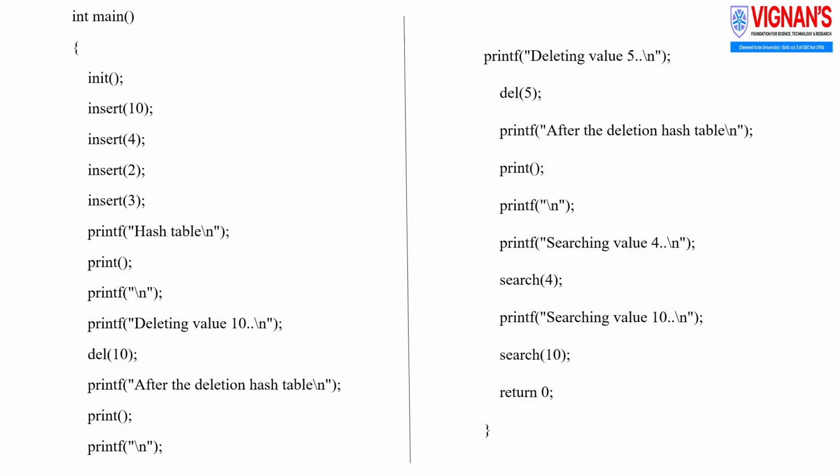The program then searches for the value 4. Since 4 exists in the hash table, the search is successful. Finally, the program searches for the value 10. Since 10 was deleted earlier, the search is unsuccessful. This main function clearly demonstrates the insertion, deletion, searching, and printing operations of a hash table using the division method.